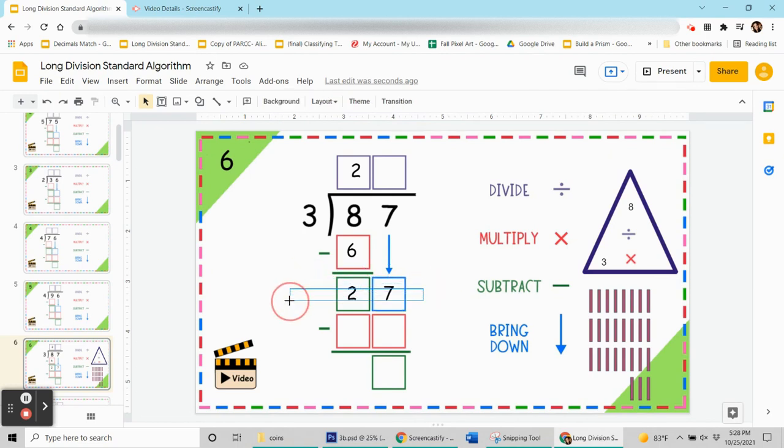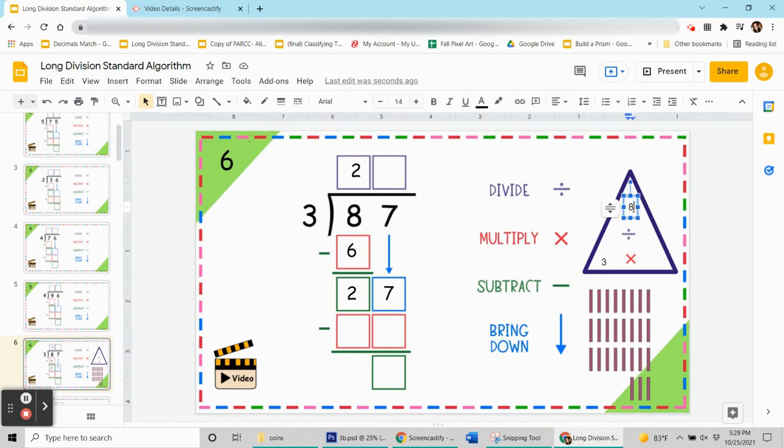So the number we're working with is 27, and we're going to divide. What are we dividing it by? The same number we've been using the whole time. It's always going to be this number here. So 27 divided by 3. So there are several ways to do this, just like last time. So you can picture it like a fact triangle. So 27 divided by 3, or 3 times what gets you to 27.